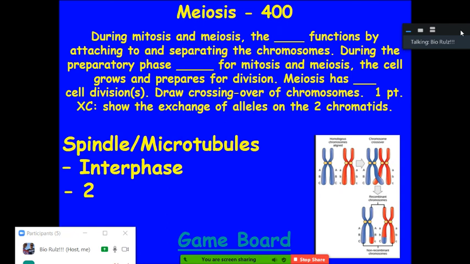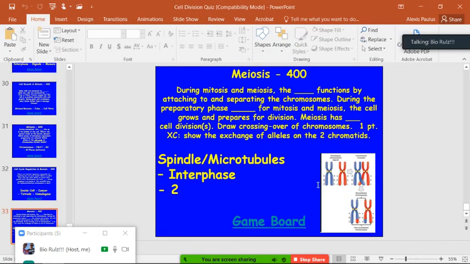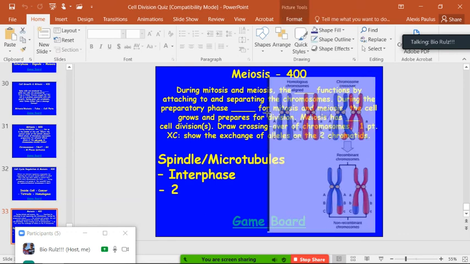And meiosis has two cell divisions. Obviously, the second one is what cuts the chromosome number in half. And then it's these letters. Let me escape real quick and do this for you guys. It's got the same thing in the book.